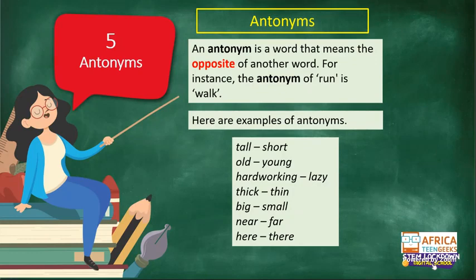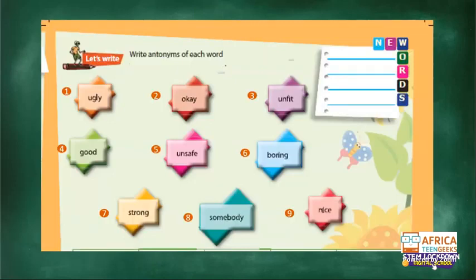Okay, I'm sure you know antonyms quite well. So here are some words, and let's see if you can write the antonyms. So if we had to read these across: ugly, okay, unfit, good, unsafe, boring, strong, somebody, nice. Okay, work those out quickly.